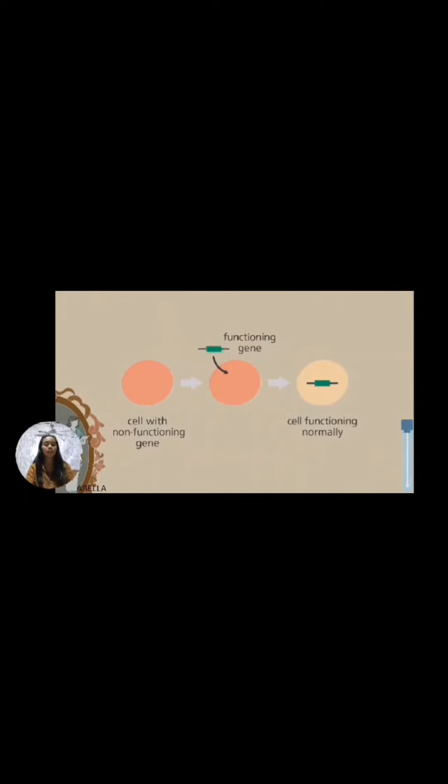An underlying principle of gene therapy is the transfer of genetic material to specific cells of a patient in an effort to initiate a biological response to fight or eliminate a disease. As you can see, a cell with non-functioning genes, when added with a functioning gene, results in a cell functioning normally. So it is either to treat, to fight, or to stop a disease.